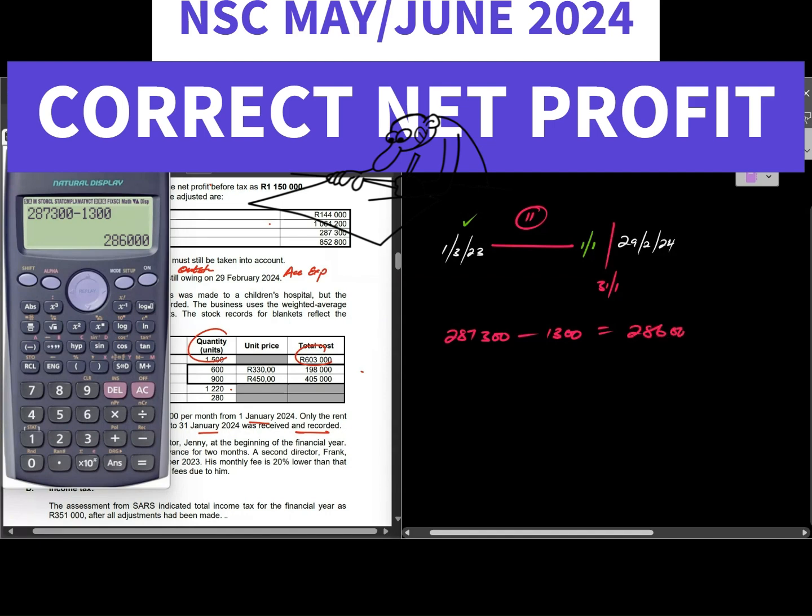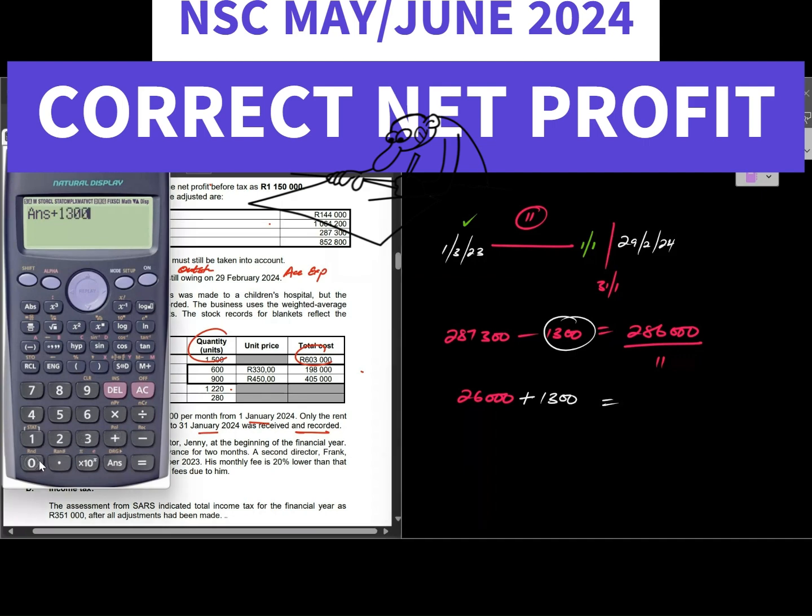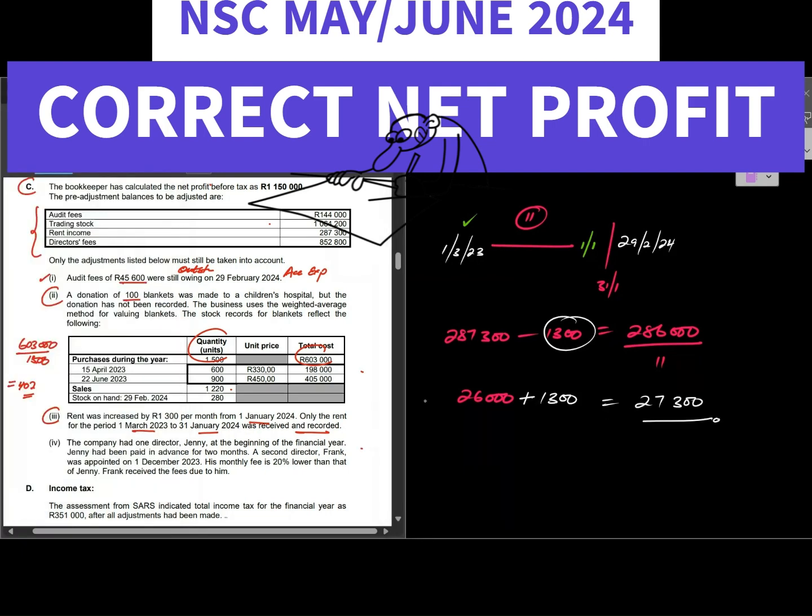So 286,000 becomes my rent for 11 months before the increase. So I divide that by 11, then I'm going to end up with 26,000. 26,000 now is the rent per month before increase. Then I come and I increase it. Remember, it increased by 1.3. So I come here, then I add my 1.3. So it's 26,000 plus the 1.3, and that will give me 27,300. This is the rent per month after increase.